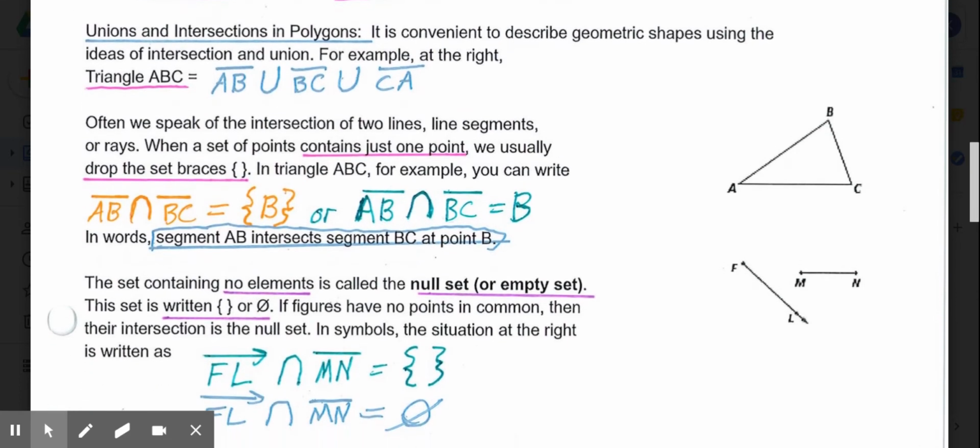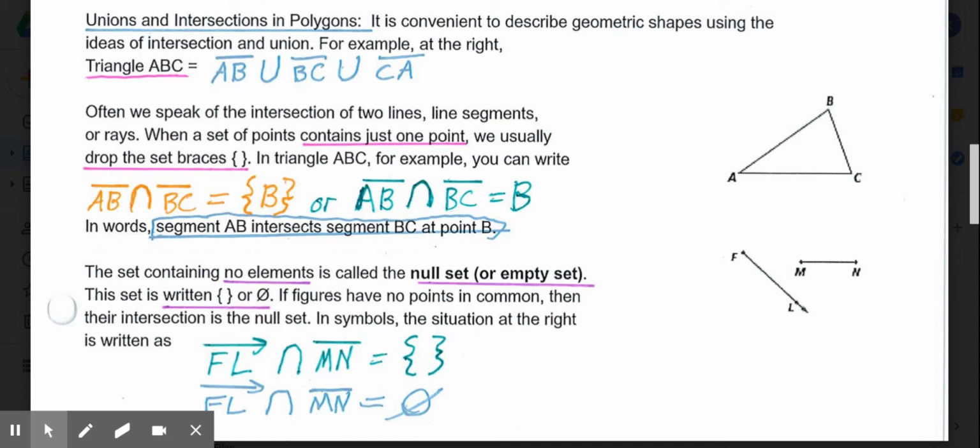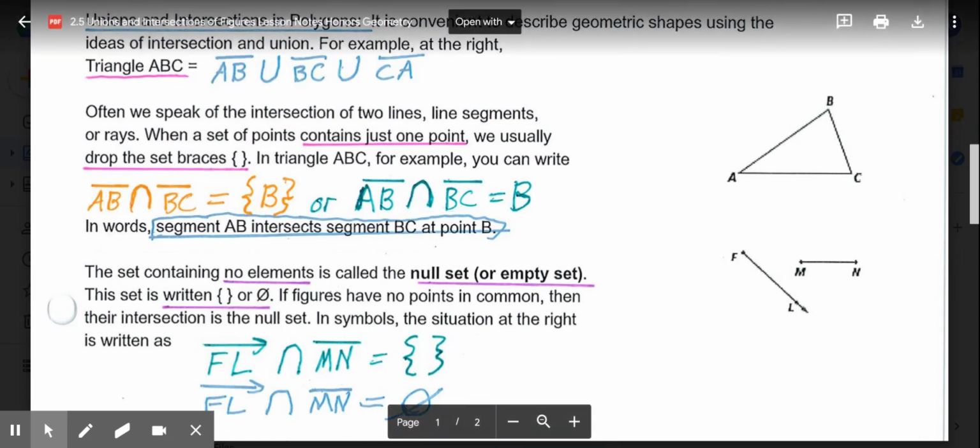We can also apply unions and intersections to polygons, and next lesson we'll be diving deeper into polygons. The idea of unions and intersections in polygons is that it's convenient to describe shapes using unions and intersections. For example, this triangle ABC over here could be represented by saying the triangle is the union of segments AB, BC, and CA. The union of those three segments is triangle ABC.